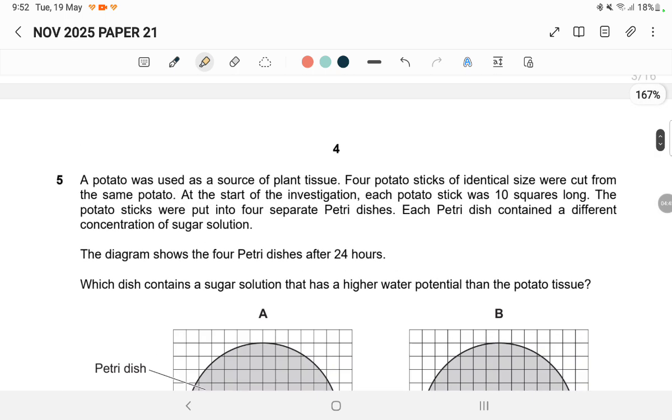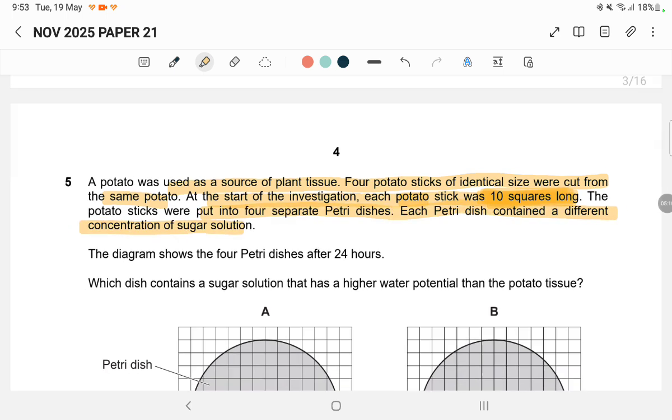Okay, so let's just read it together. The potato was used as a source of the plant tissue. For potato, sticks of identical size were cut from the same potato. At the start of the investigation, each potato stick was 10 squares long. Please focus with this. 10 squares long. This is the original size. 10 squares long. The potato sticks were put into 4 separate petri dishes. Each petri dish contains a different concentration of sugar solution.